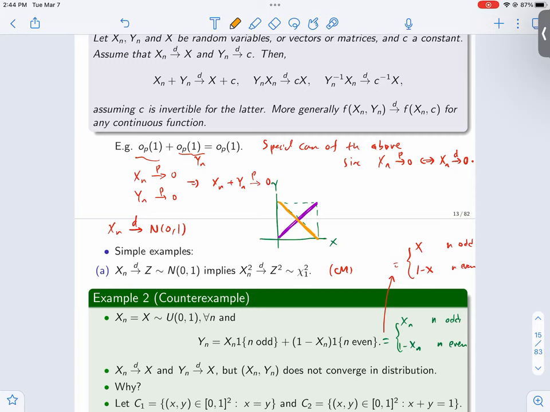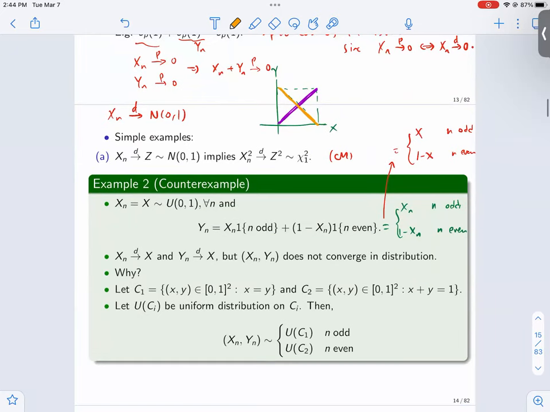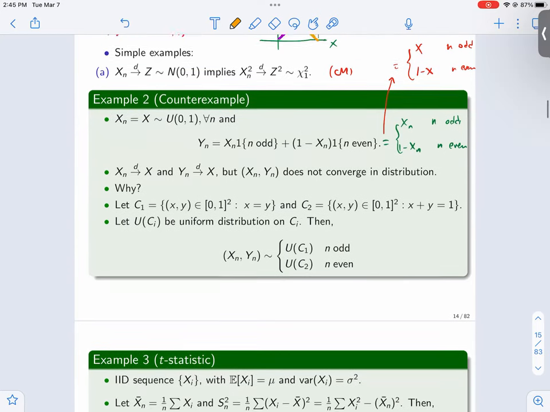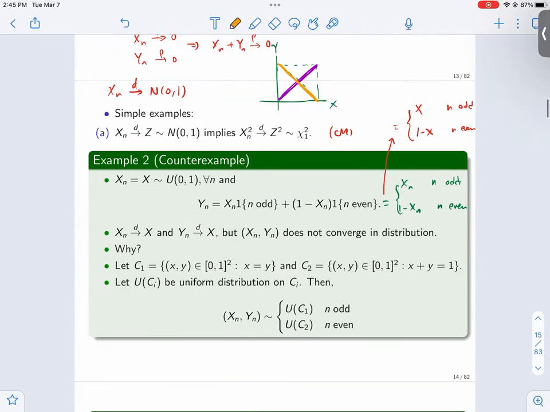It's like the sequence minus one to the n, right? It oscillates between minus one and one. This is the distribution version. It's good to have this in mind as the corner case where Slutsky sort of fails if both are random. Sounds good. Okay, questions?